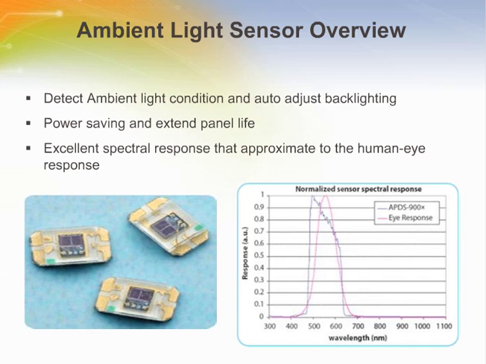A basic analog output ambient light sensor consists of a photodiode and an amplifier. The light detector is a photodiode or a phototransistor, which is well designed to detect the light source close to the human eye response. The amplifier boosts the weak signal output from the photodiode. The analog configuration has an output current proportional to light.